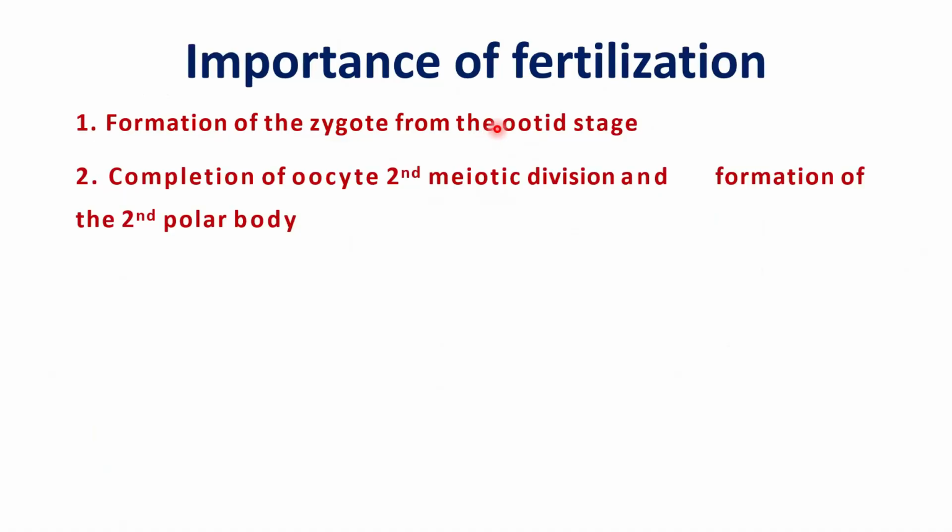So what is the importance of fertilization? So why do you need fertilization to happen? So fertilization is important because it leads to formation of a zygote from the otid stage. So otid stage is just the period immediately after fertilization. Formation of zygote from the otid stage. Then we have completion of secondary oocytes, which is actually arrested at second meiotic division and formation of the second polar body. So this is the process of oogenesis being completed.